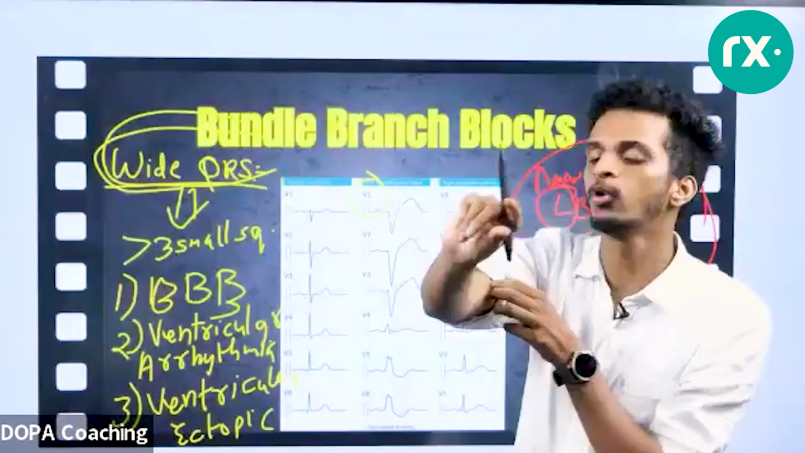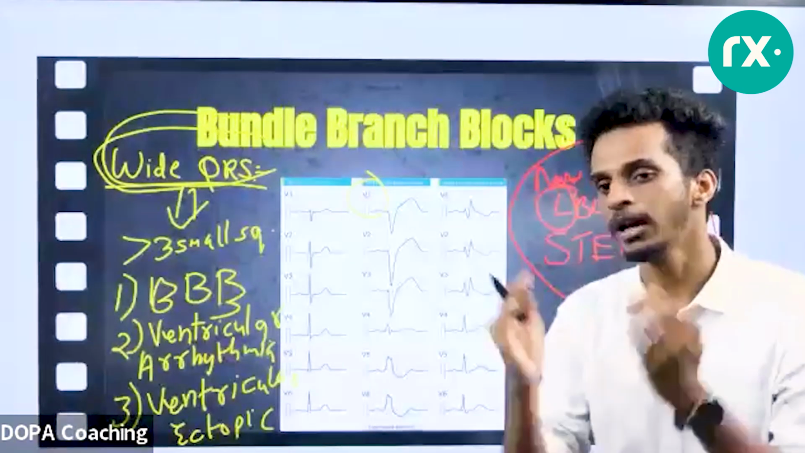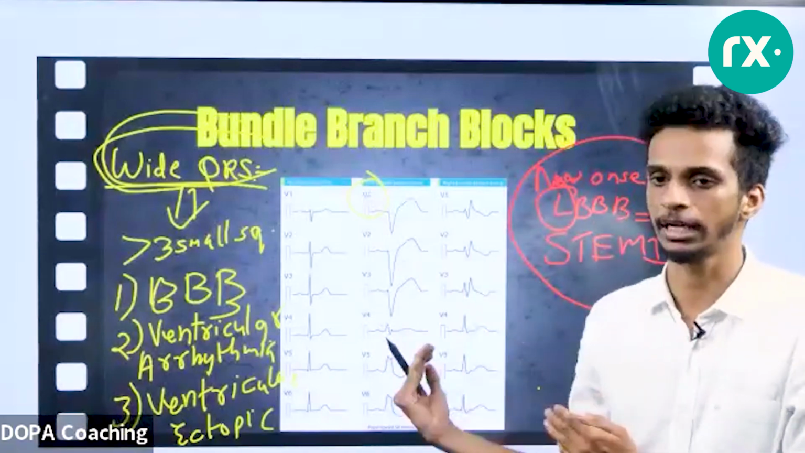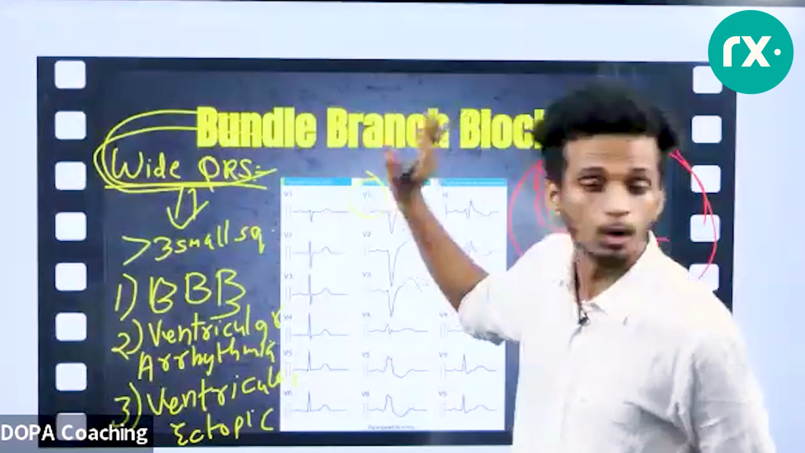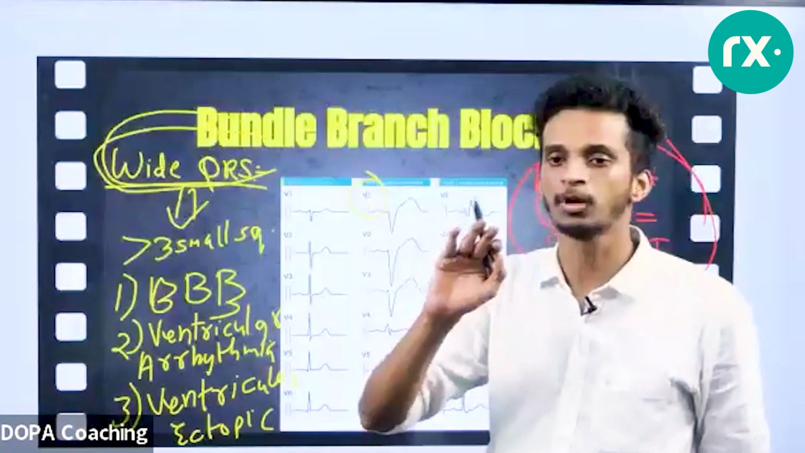And I have already told you the duration of the PR interval also. That is because in heart blocks we need that. But in today's session, we are not going to discuss heart blocks because heart blocks will take at least 20 minutes, and we are already lagging behind time. So after discussing bundle branch blocks, we are going to conclude.